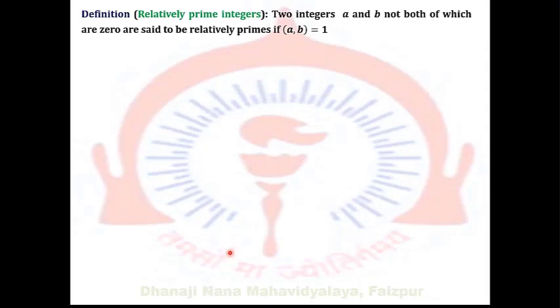Now we have the definition of relatively prime integers. Two integers a and b, not both of which are 0, are said to be relatively prime if their GCD is equal to 1. That is, whenever the GCD of a and b is equal to 1, then we say that the two integers are relatively prime.